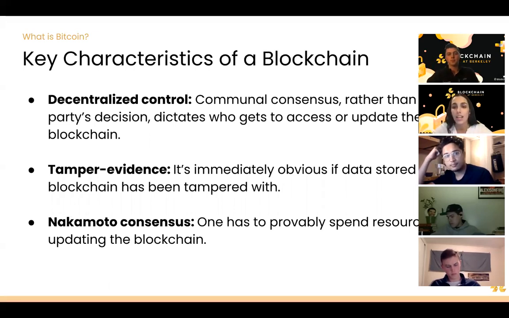And so this last thing is Nakamoto consensus. That's something that we call this. And so this is, I think, the most abstract of these three. But let's compare back to Facebook. If you want to make an account on Facebook, you have to say, hey, I'm a real person, here's my email address. Facebook will look at your email address, say, oh yeah, this checks out, this is real, and they'll give you your account. And so on a blockchain, the same way that you need to prove with your email address, you have to provably spend resources when you want to update the blockchain. And we have a whole lecture on Nakamoto consensus, but this is just a first introduction to what that is.